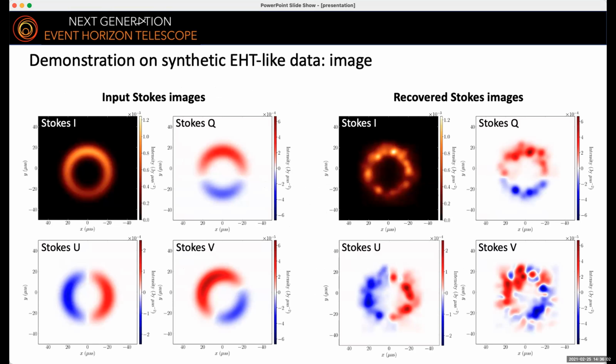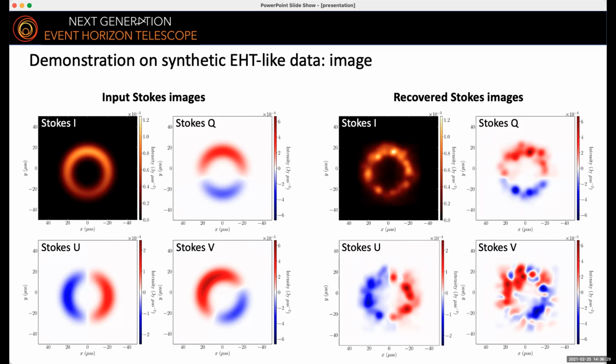Okay, so onto a couple of demonstrations of DMC in action. Here's a comparison between the input and recovered Stokes images for a DMC fit to a synthetic data set that was generated to have similar properties to the M87 EHT data, including all manner of station corruptions. And we can see here that the gross structure in the recovered Stokes images appears to be rather well recovered across the board, which is reassuring.